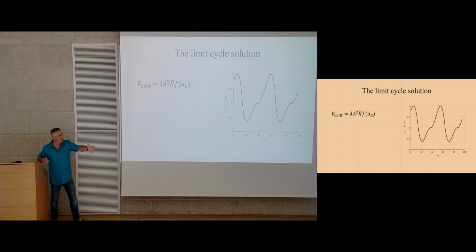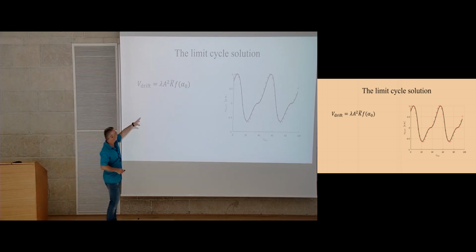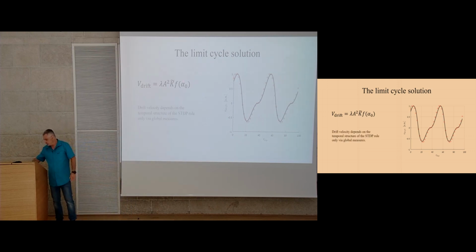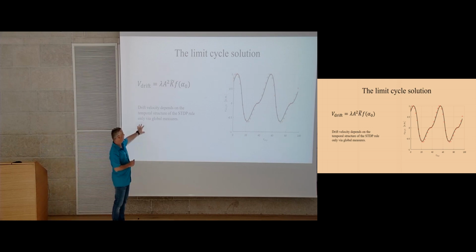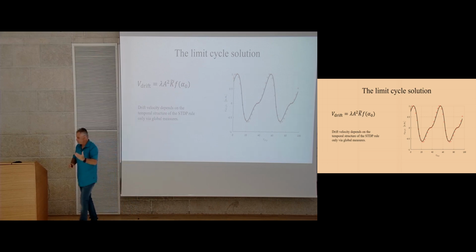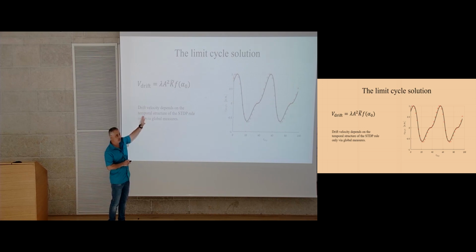So again, in the limit of that rule, we have a very good understanding of what exactly determines the drift velocity, and specifically how the temporal structure of the STDP rule affects the drift velocity and what will make it drift to the positive or negative side. But essentially, the main point is that the STDP rule affects the velocity only through two major parameters that characterize it, not the tiny fine details, but only k, theta, and alpha zero.